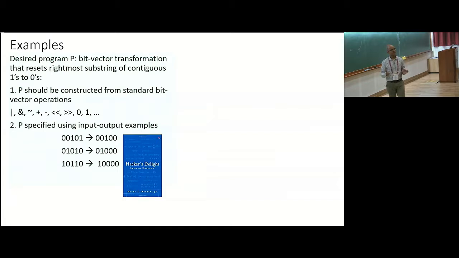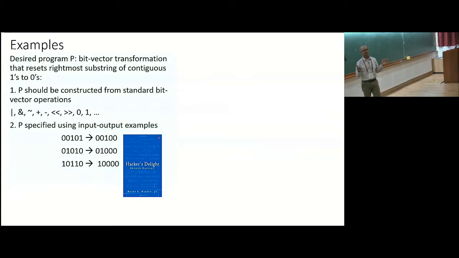This is a program that transforms bit strings to bit strings. Think about 16 or 32-bit words. I want to transform them. And the job is to take the bit string, take the rightmost sequence of contiguous ones and reset them to zeros. So this one is reset to 0. This one is reset to 0. Here, the rightmost contiguous run has 2 ones, and I have to reset them both to 0. It's clear, right, what I want to do.